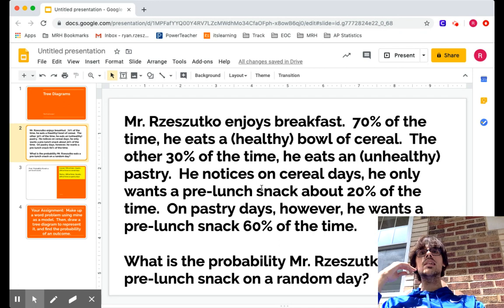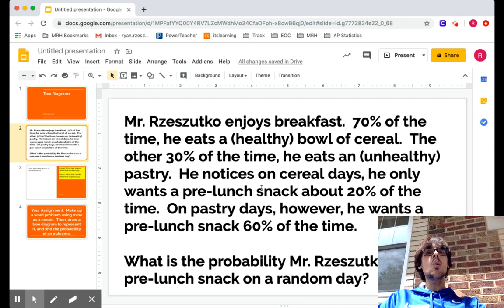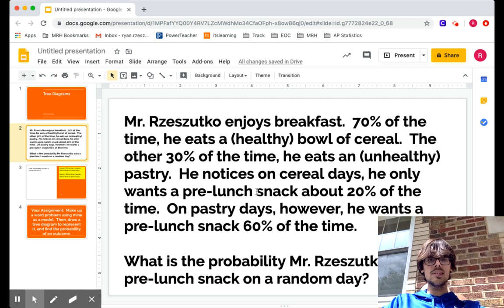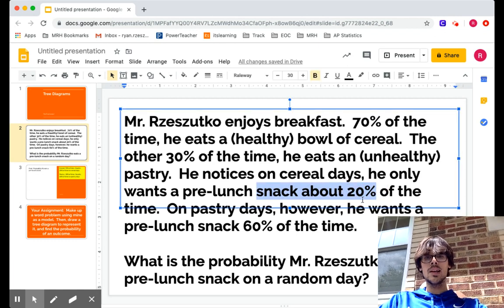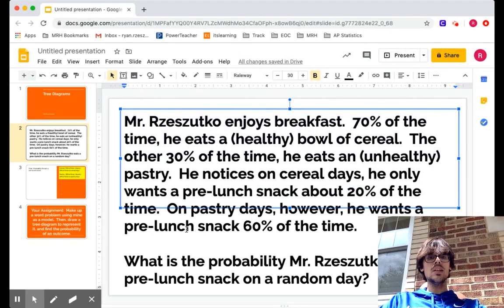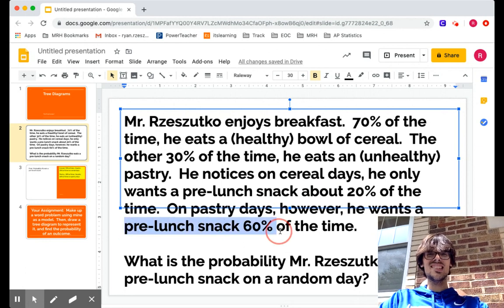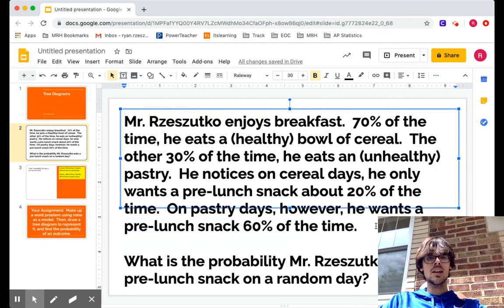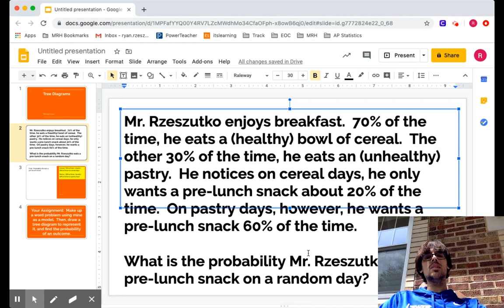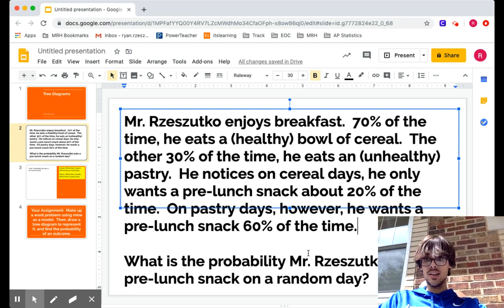Now, I've been noticing that I tend to have snacks before lunch, eating extra stuff, more frequently on the pastry days than on the cereal days. When I have cereal, I only have a snack before lunch about 20% of the time. But when I have a pastry, it bumps up all the way to 60% of the time that I'm having a snack. So my question is, what is the probability that I have a snack on a given day?